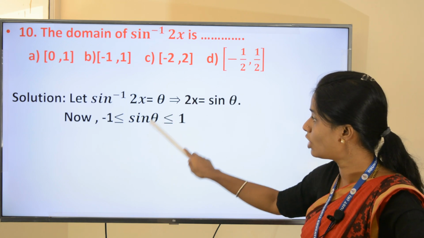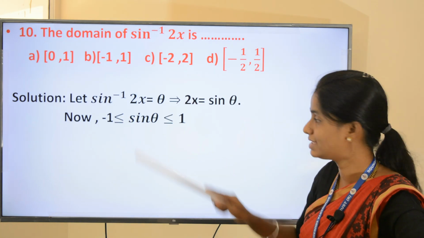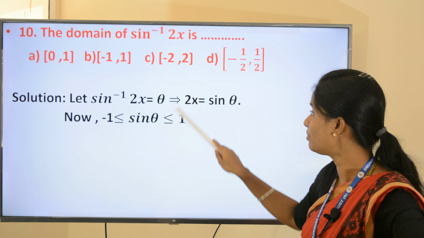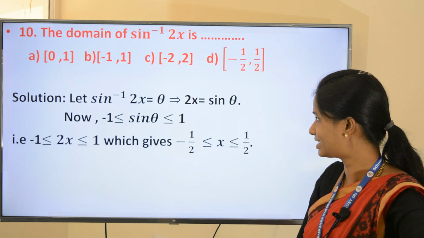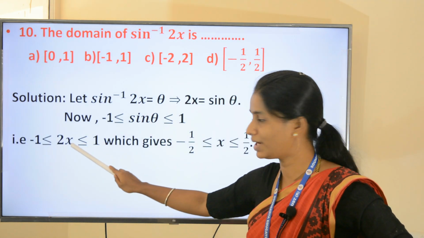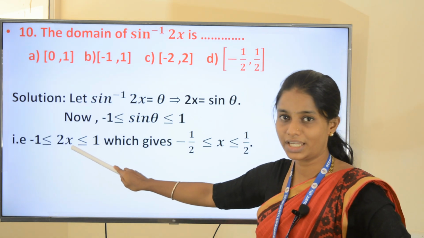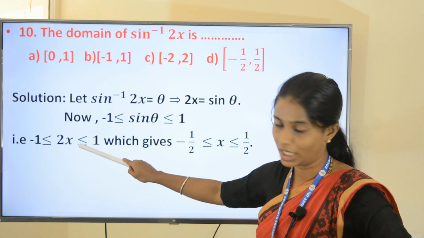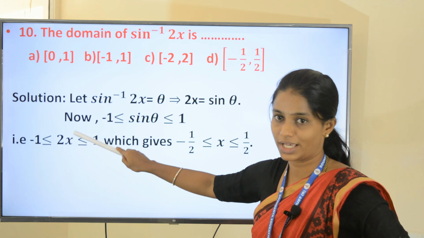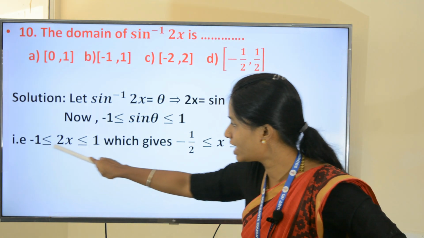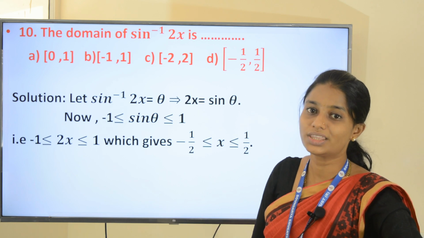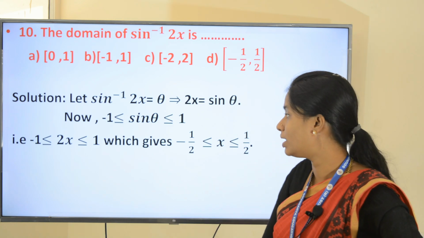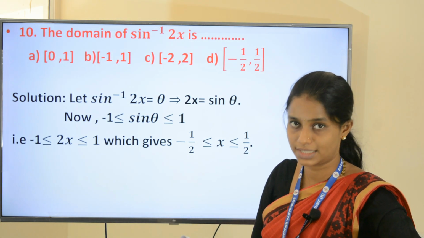It is the domain of the sine inverse function, isn't it? Now sine theta can be replaced with 2x. Okay, sine theta can be replaced with 2x. Now finally I need the answer in terms of x. Okay, to get the answer in terms of x, what do I have to do? Throughout the expression I have to divide by 2, a positive number. So the inequality will remain the same, isn't it?